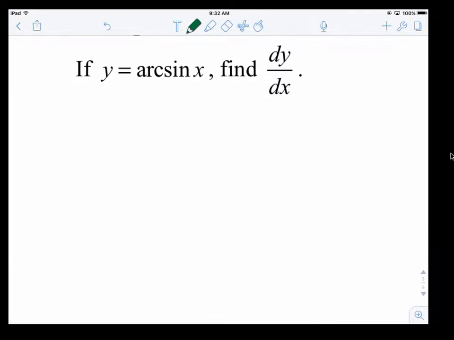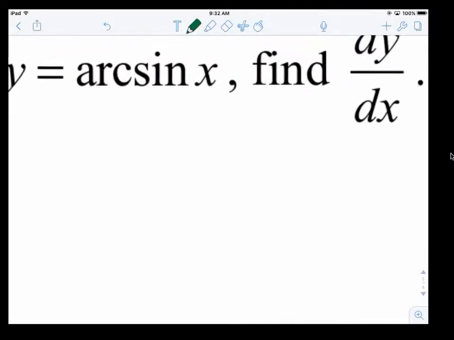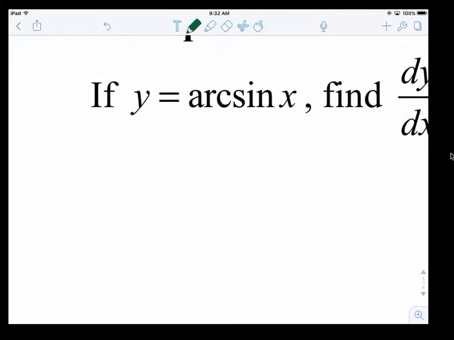All right, so it says if y equals arcsine of x, find dy over dx. We don't really know what the derivative for arcsine is yet. What do we know the derivative of? Sine, right? So I need to somehow get rid of that arcsine there. How can I get the arcsine to go away?